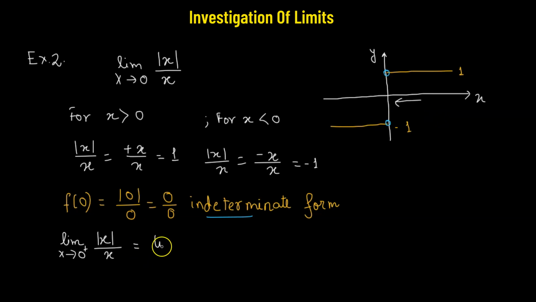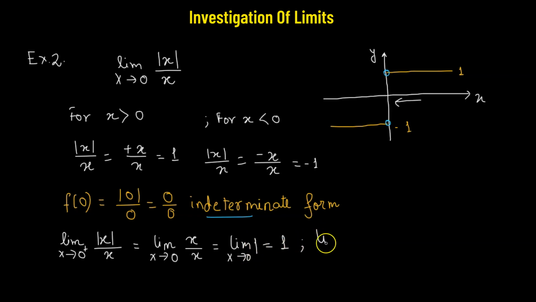Now this will be equal to the limit as x approaches 0. Now we're going to drop the sign here. That is because, since we are coming from the right hand side, in that domain we know that the absolute value of x is simply x, and x over x is 1. So the limiting value of 1 as x approaches 0 is equal to 1.